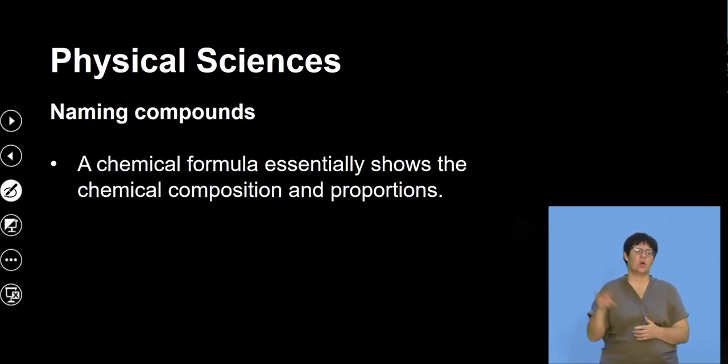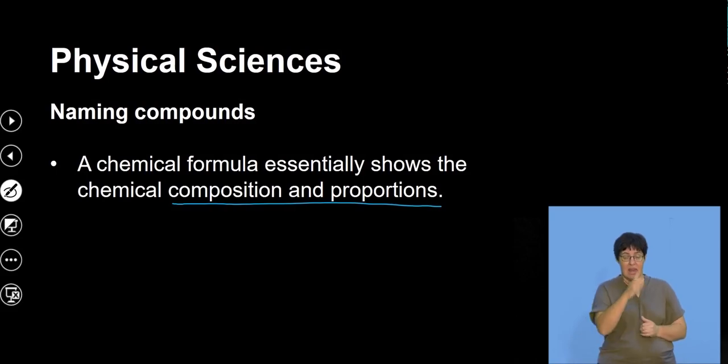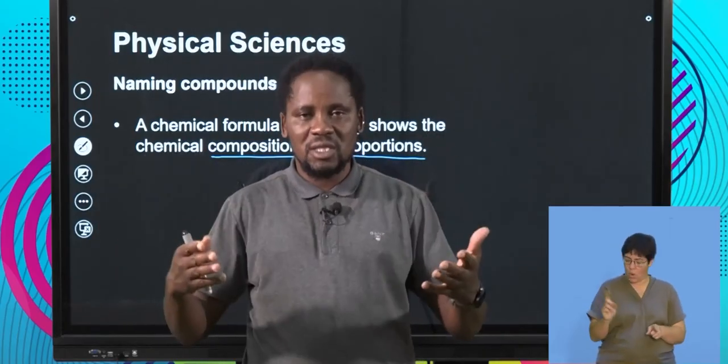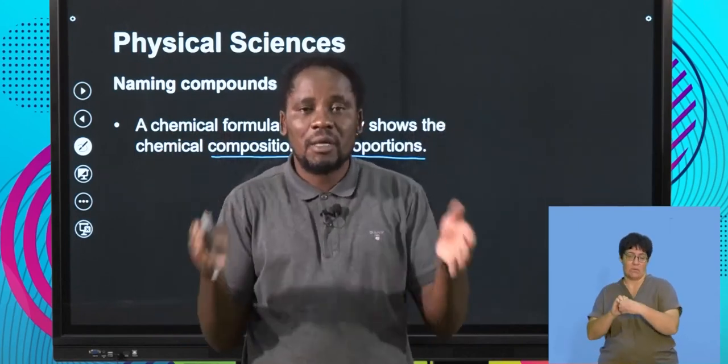All right, we talk of salt every day. That's a common name. Caustic soda, we talk of lime. These are common names, but these common names are actually related to specific chemical formulae. So a chemical formula essentially shows the chemical composition and proportion. The big idea about the chemical name is that it also tells us the composition, in terms of what elements make up that compound.